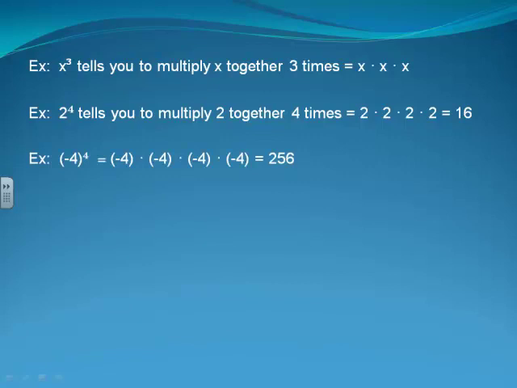Negative 4 to the fourth. Notice that the base here is put in parentheses, and the rule is the exponent always goes for what's directly to the left of it, so it does include everything in the parentheses. So negative 4, quantity to the fourth, is negative 4 times negative 4 times negative 4 times negative 4. 4 times 4 times 4 times 4 is 256, and an even number of negative signs is positive.